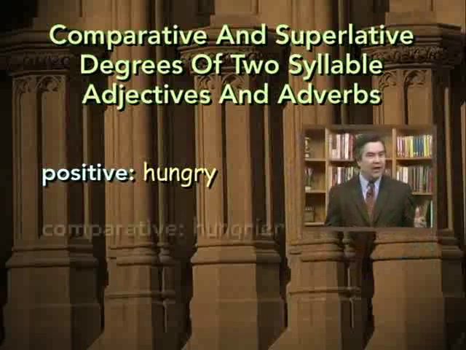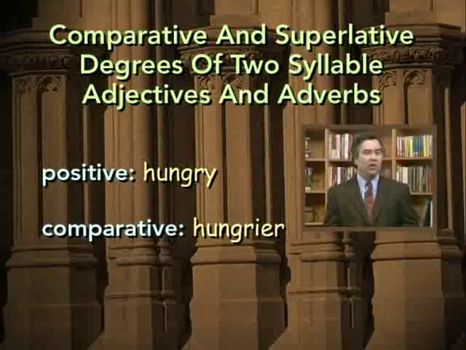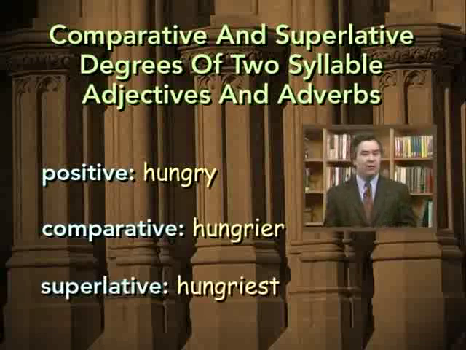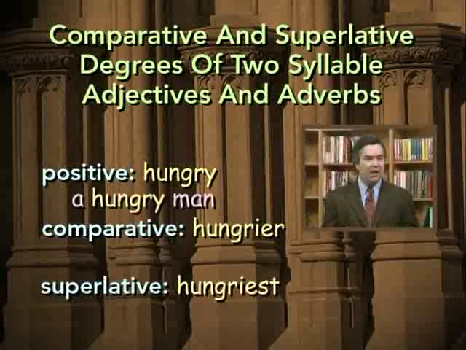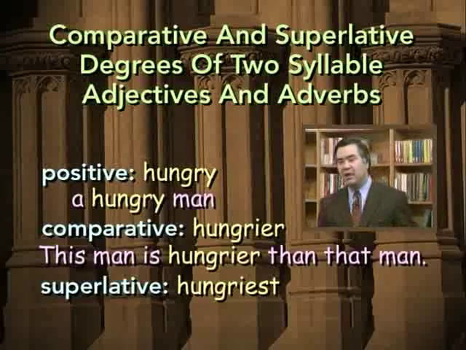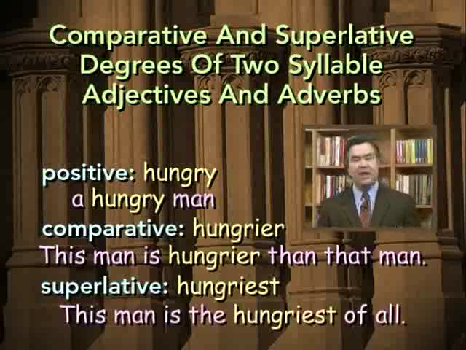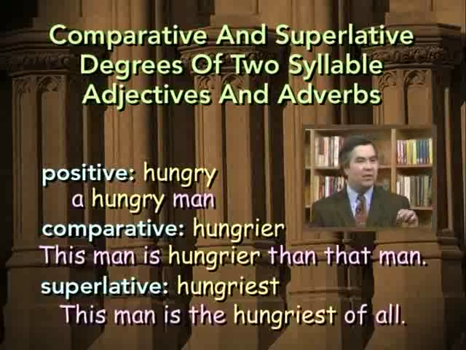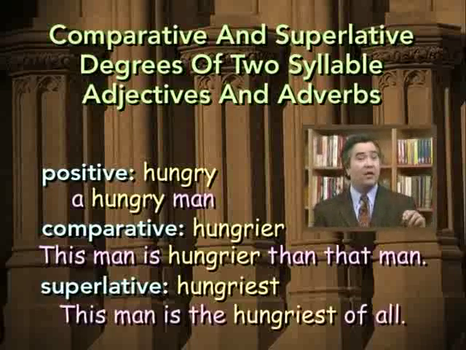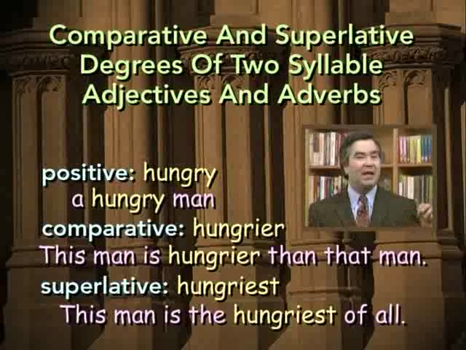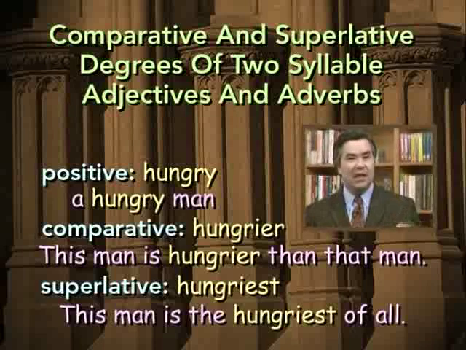Well, you could add er to hungry and est to hungry to form the comparative and superlative degrees, and the word would sound just fine. A hungry man, this man is hungrier than that man. This man is the hungriest of all. I think that sounds fine. So here we have a 2-syllable adjective where the comparative and superlative degrees can be formed by adding er and est to the same word.